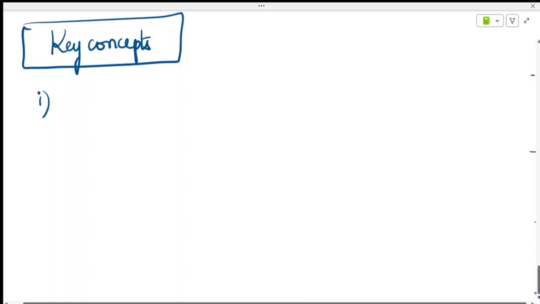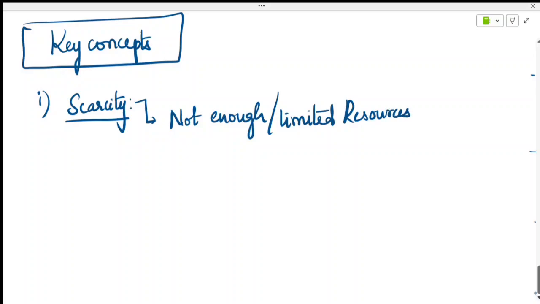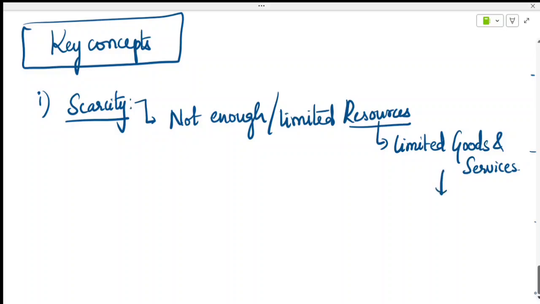The first concept is scarcity. This thing we have already seen: limited resources, or scarce resources. It means not enough, or limited resources. So what are the resources? Resources are the things which are used to produce goods and services. So limited resources will lead to limited goods and services. Yes. Then when there are limited goods and services, we need to ration them.